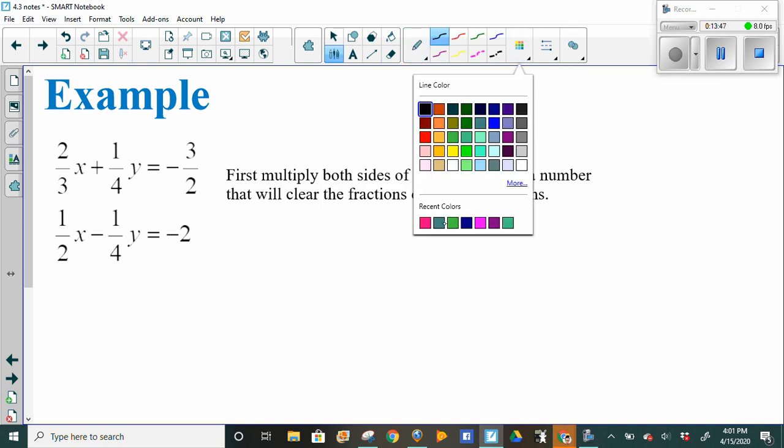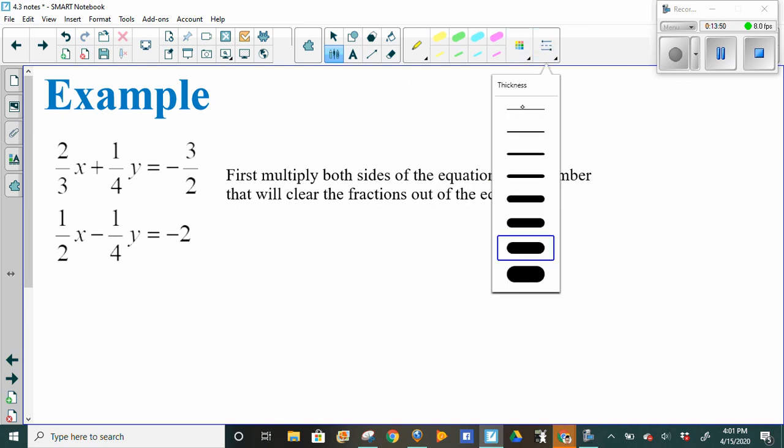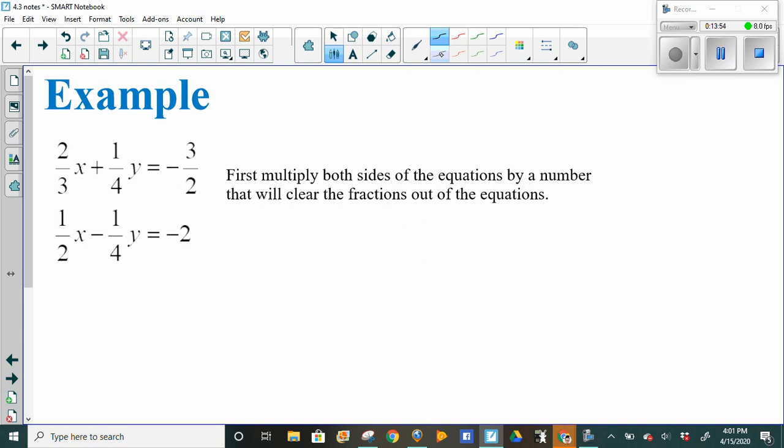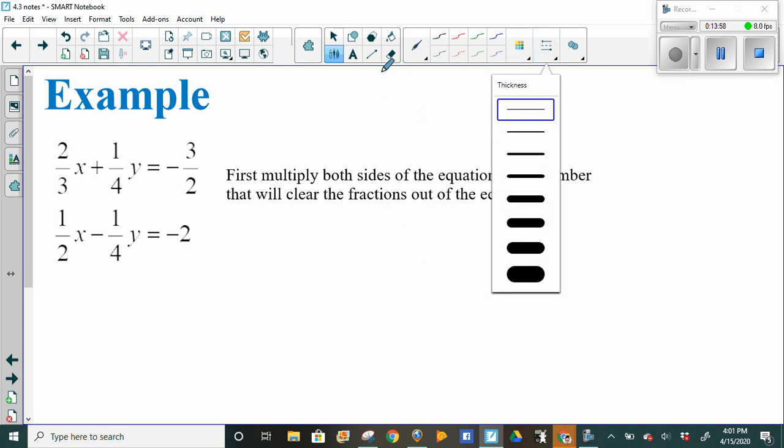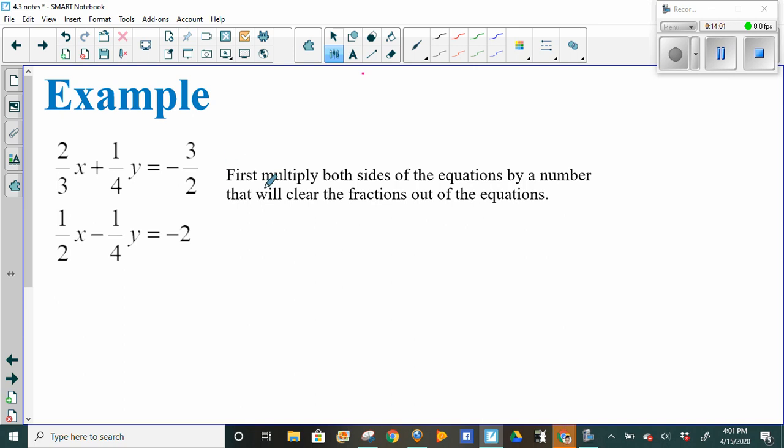Okay, so now what happens when there is a fraction? So let's look at what happens when there's a fraction. All right, so what you're going to want to do is multiply both sides of the equations by a number that will clear the fractions. We're not going to work this out as fractions because nobody wants to do that. So we're going to take both equations and multiply them both by a common denominator.